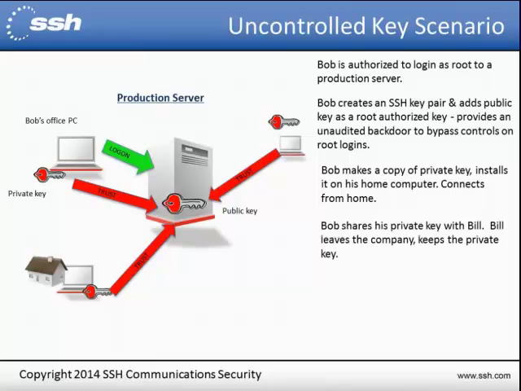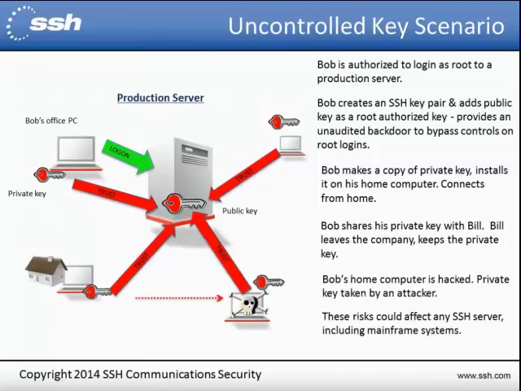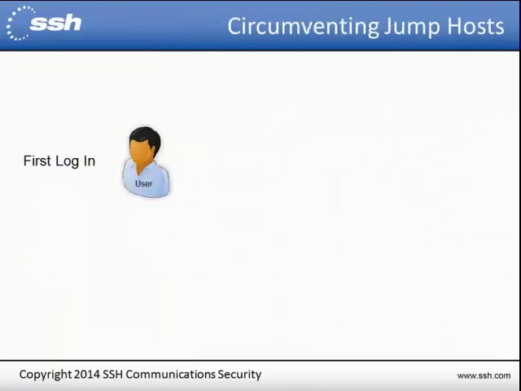Bob can also decide to give a copy of his private key to another person, maybe a coworker, so that person can do some work on his behalf without having to go through administrative issues, so he might want to do that just for convenience purposes. And finally, if Bob's computer is hacked, that private key can be stolen by the hacker, and now the hacker has access to the production environment. So this is a risk scenario that can affect any system that's running a Secure Shell server. So that would include not only Linux and Unix systems, but also a lot of Windows systems and mainframes as well.